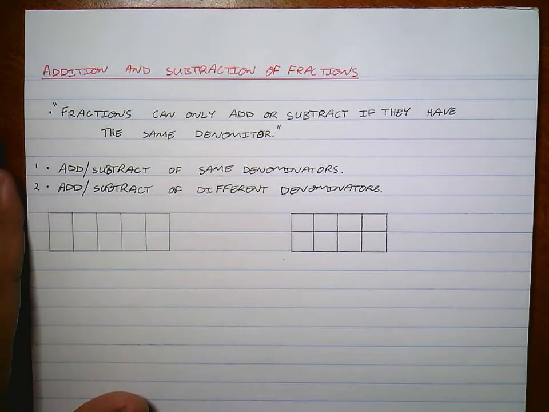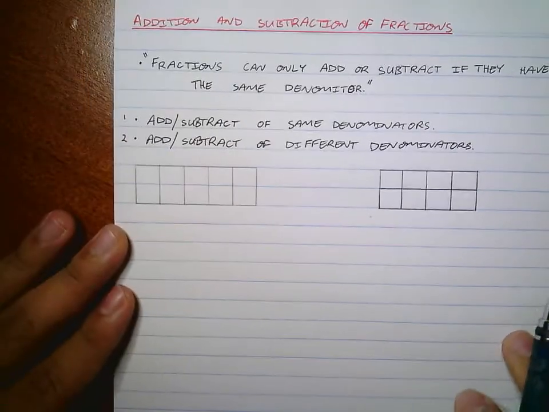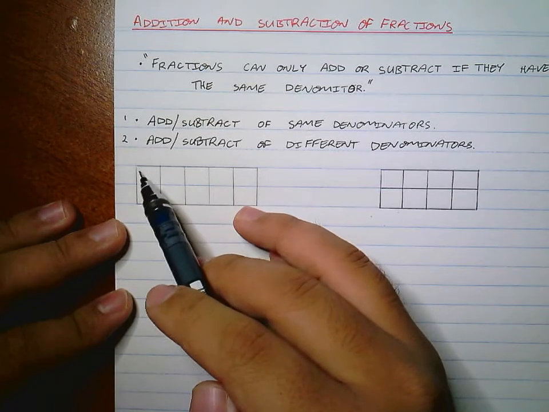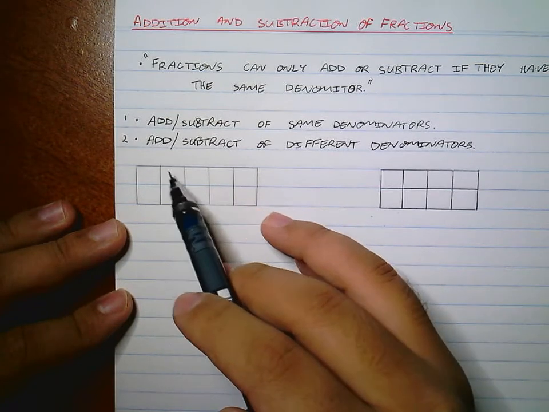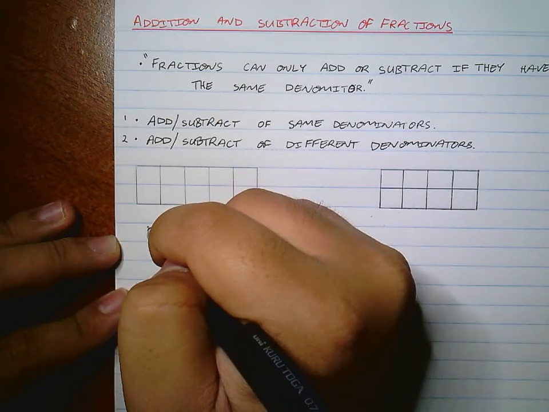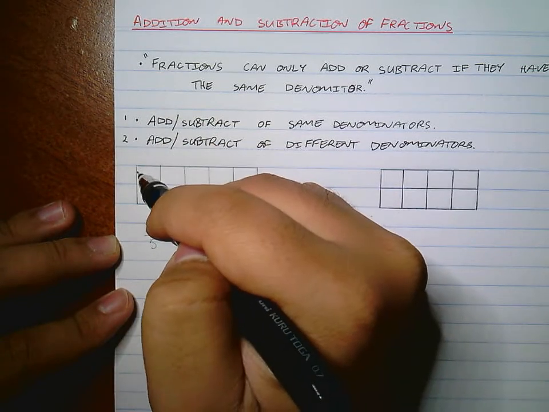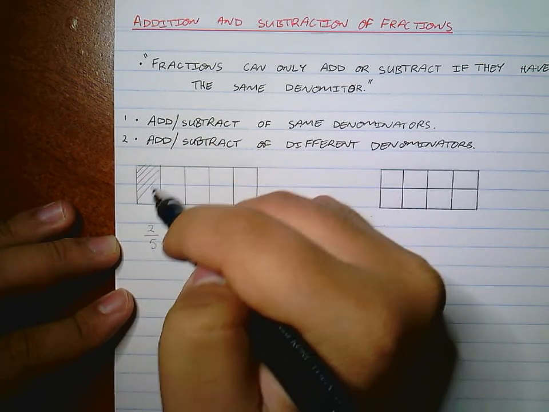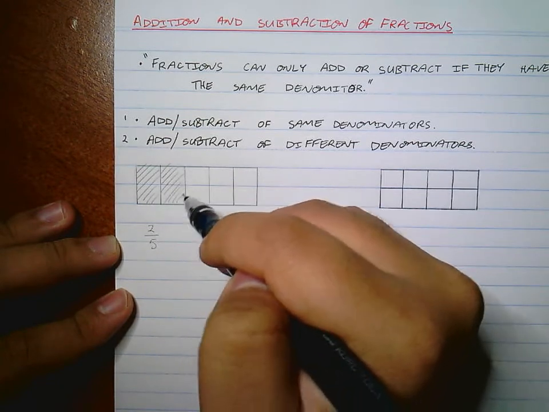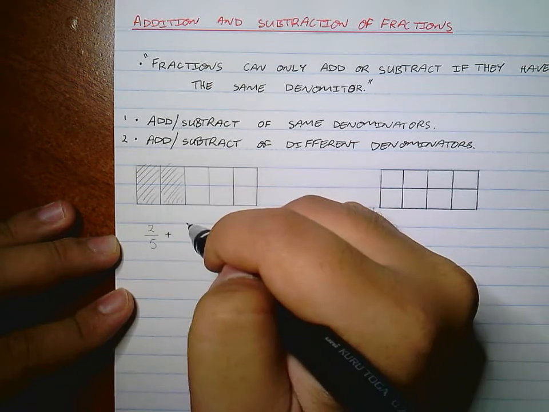So I want you to consider the following problem. Here we have a block which represents one whole, and I've divided it up into fifths. 1, 2, 3, 4, 5. I want you to think about the following. If I have 2 fifths, so here is 2 fifths, I'm going to shade those. That's 1, and that's 2 fifths.